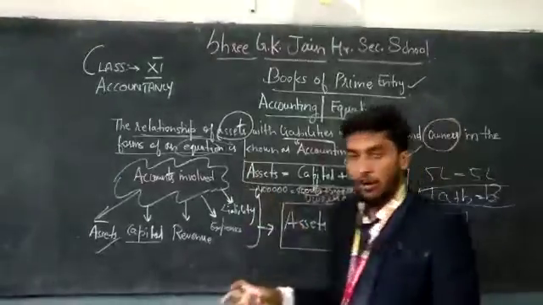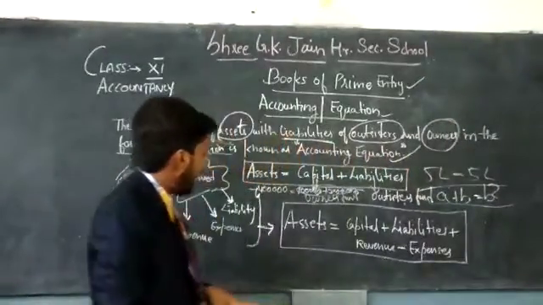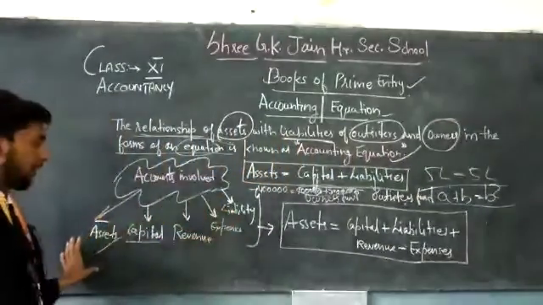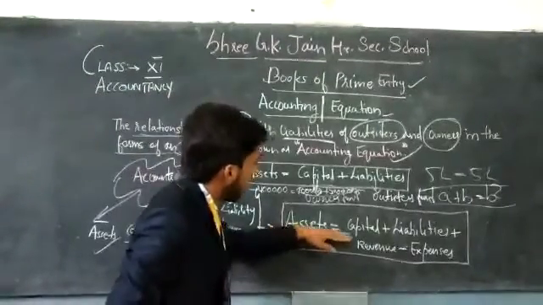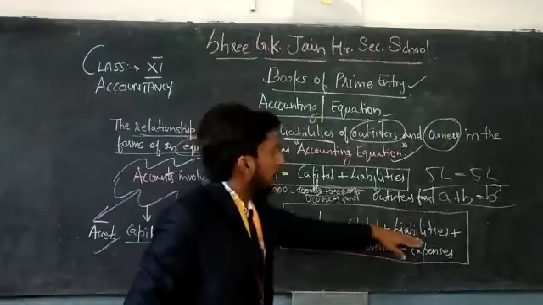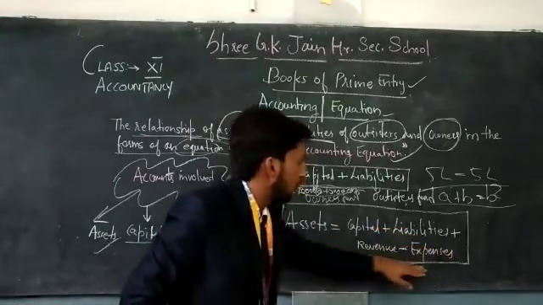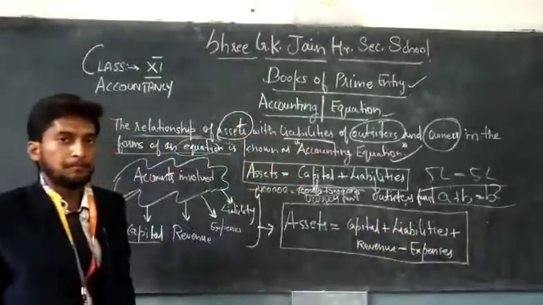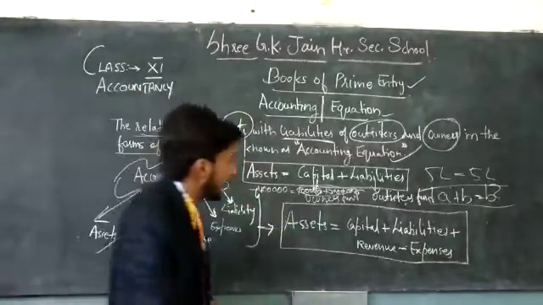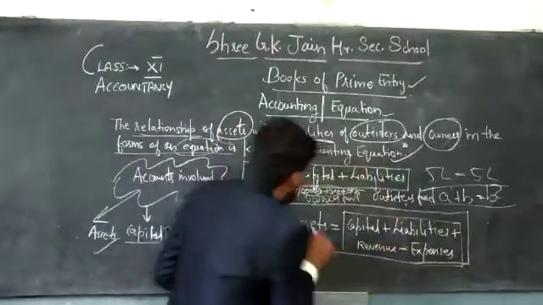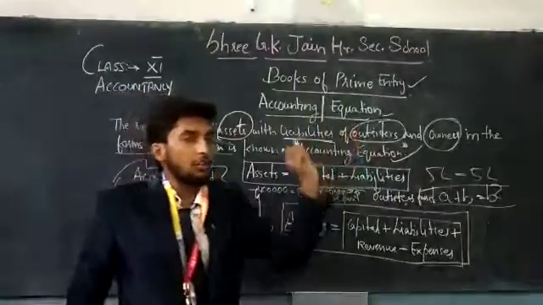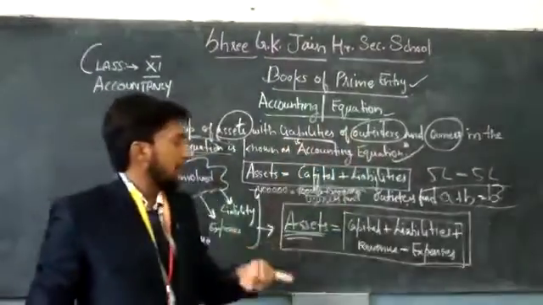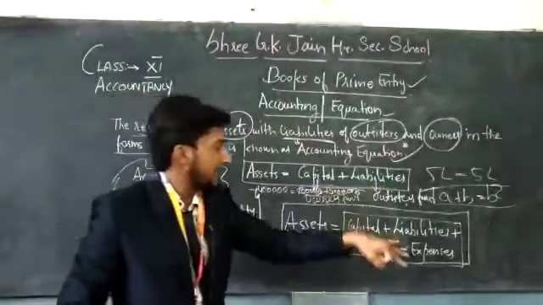Different types of accounts are involved. After the involvement of all these types of accounts, you will have your equation. What is the equation? Assets is equal to capital plus liabilities plus revenue minus expenses. Again, all these values together should be equal to what? Assets. Your asset should be equal to capital and liabilities and revenue minus expenses.